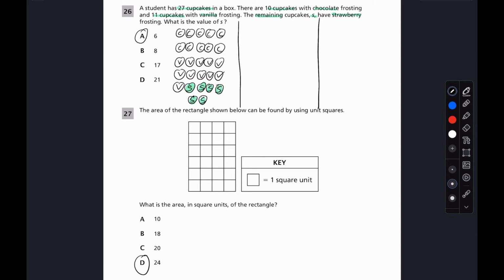So that's one way, which is to create a really strong model. And if you have scrap paper, you can do this, but this one takes the most time. Here's the second way. I can use a number line.